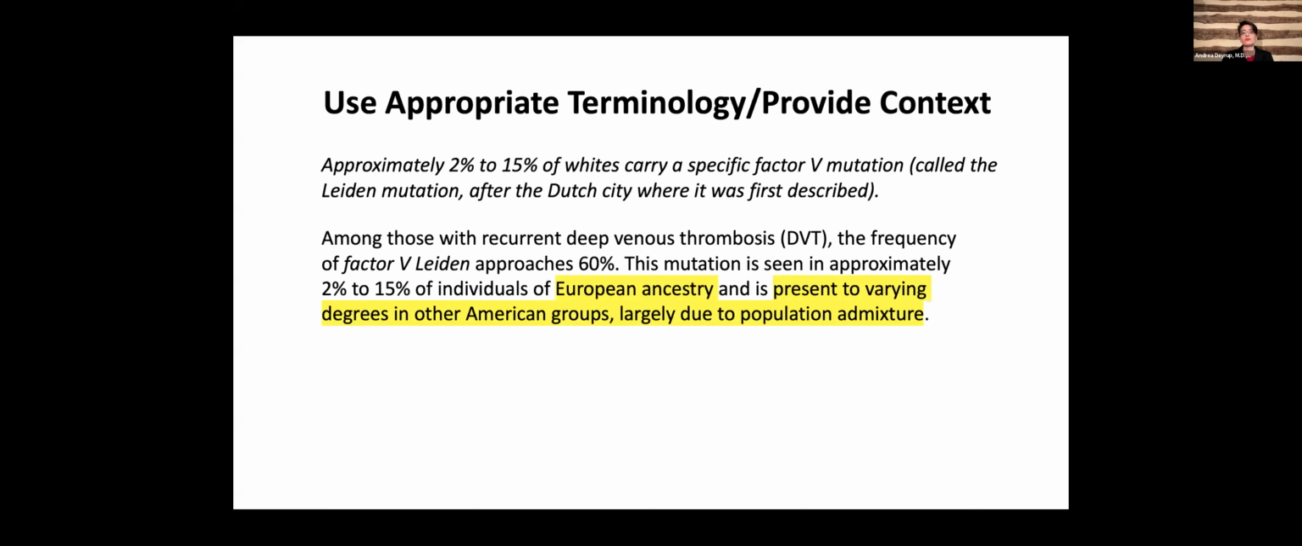We want to emphasize for our students a population admixture. So keep that door open. And this is particularly important in factor V Leiden because heterozygotes can be thrombophilic, not just homozygotes.